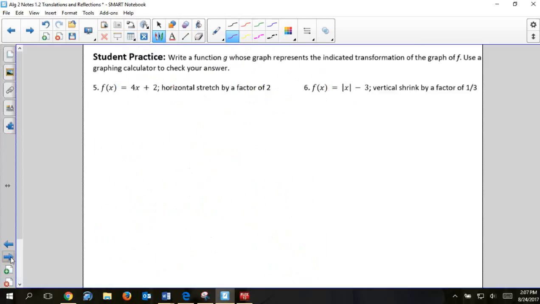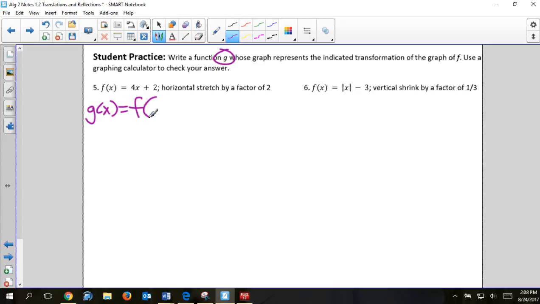So the next one is f of x equals 4x plus 2. We're going to do a horizontal stretch by factor of 2. We ask ourselves first, horizontal, where does that go? Inside, right. Oh, and what is the name of our function? It's way up here. It's g. So we're going to do g of x equals, and we're going to do f of, and we're going to put it inside the function.